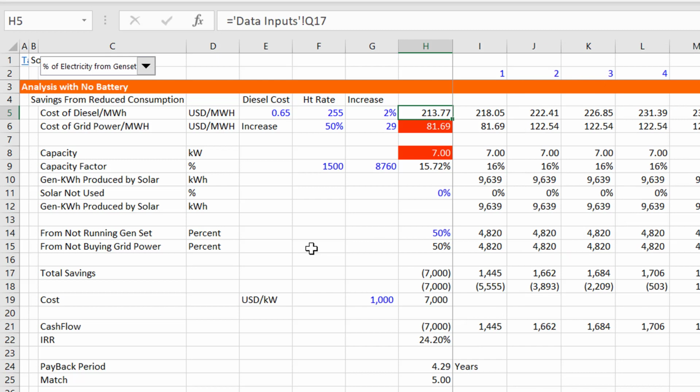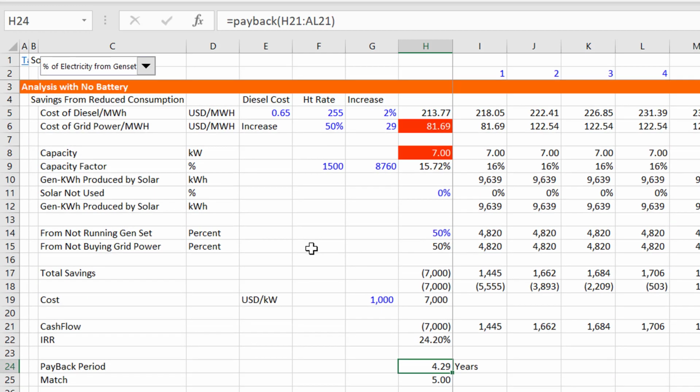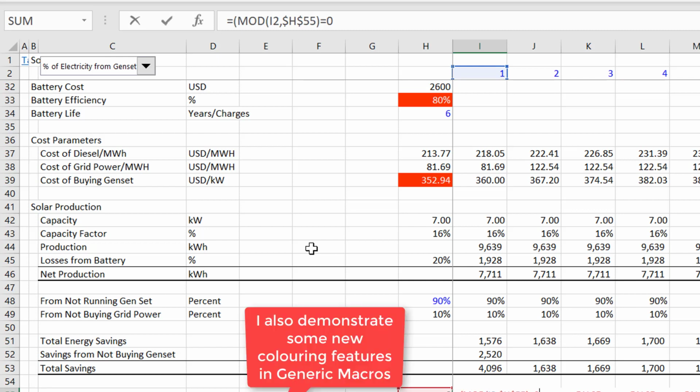Now, I've made a couple of other videos on batteries, and I tend to get very complicated. This time, I'm going to show you how to make a simple kind of payback period and use a payback function. I'm also going to introduce some new ideas or issues with generic macros.